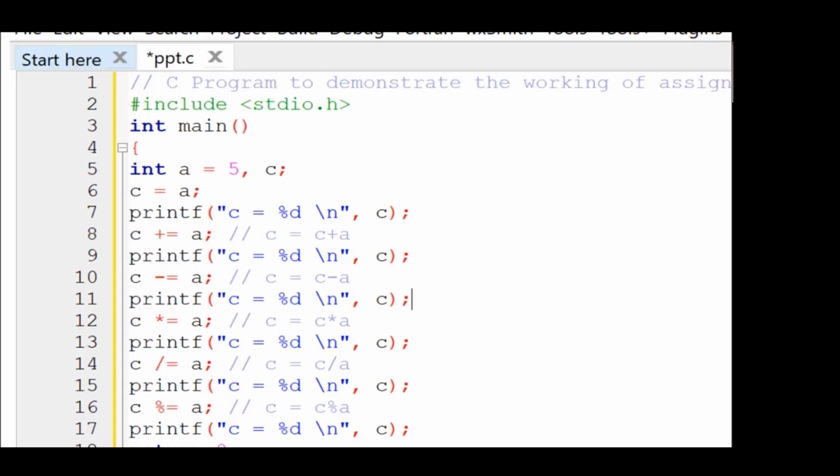Okay. So that c just becomes a holder which would hold the results of the subsequent operations. So you realize that throughout the code, the value of c keeps changing, or it's being updated.